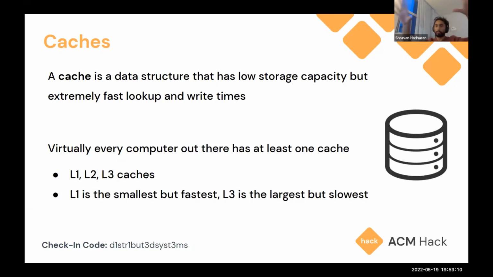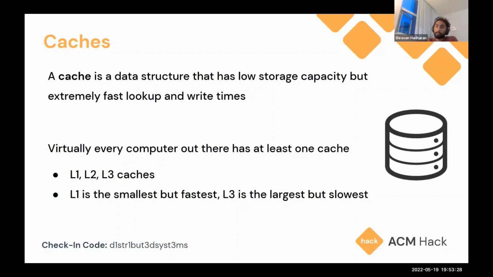So when your computer needs data, it looks in the L1 cache first. If it's not there, it looks in the L2 cache. If it's not there, it looks in the L3 cache. If it's not there, then it looks into memory. And if it's not in memory, then it looks into disk. That's the order of memory. That's the hierarchy of memory in your computer.